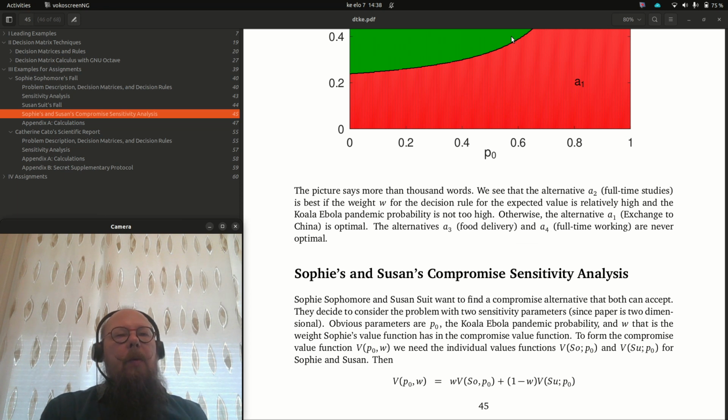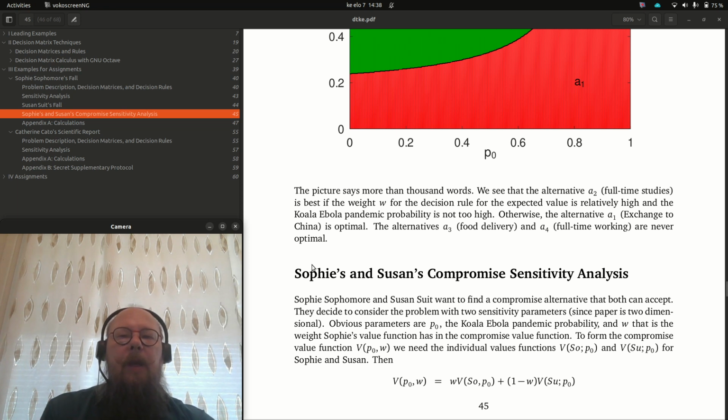And now we are in chapter 5, that is the sophomores fall. That is an example exercise that helps you with the assignment called your fall. And we have solved this problem for Sophie and Susan. Susan is Sophie's spouse. And now what is left, we have to look at the compromise solution.